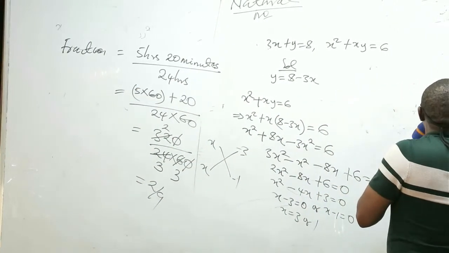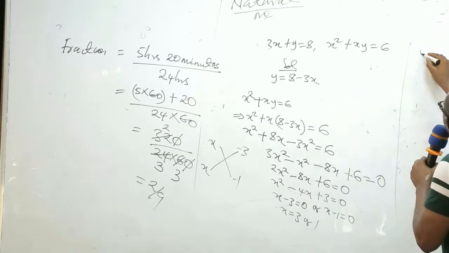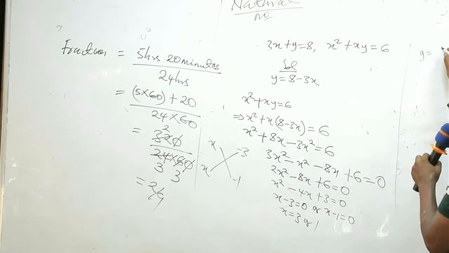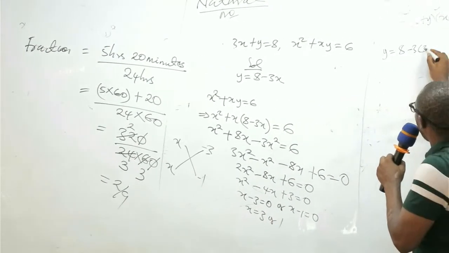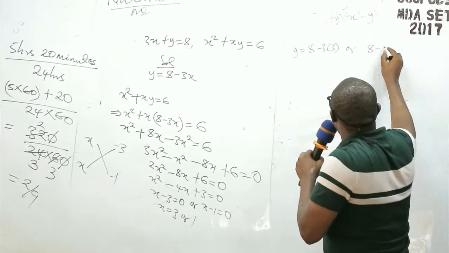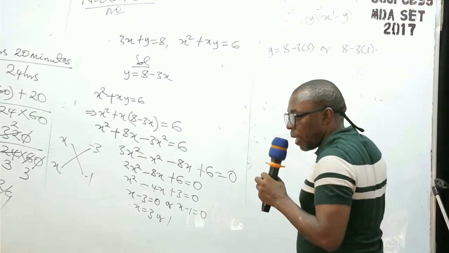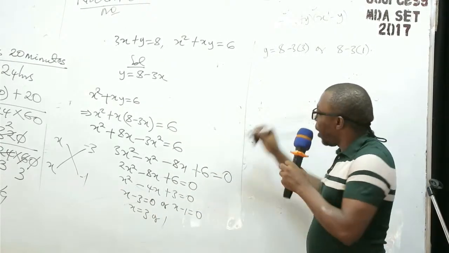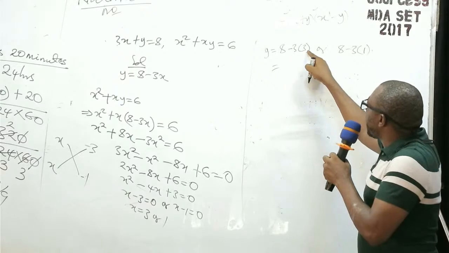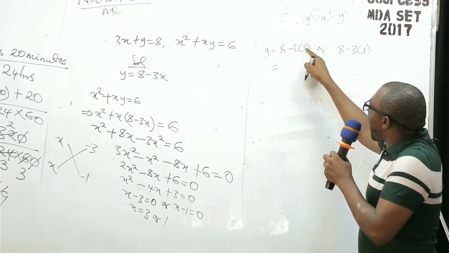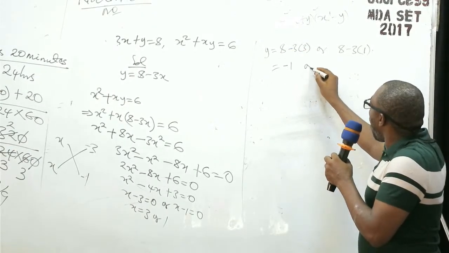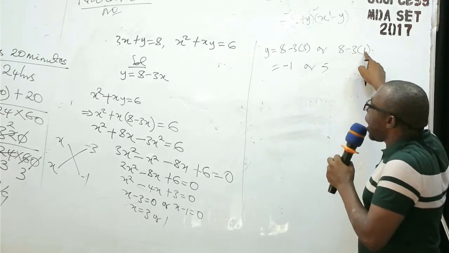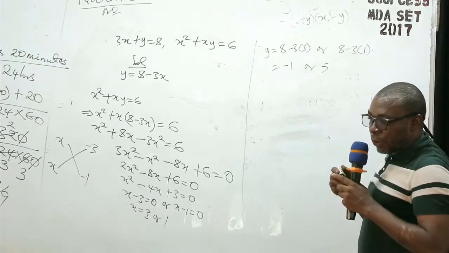All right, let's go. So y now will give me, when x is 3, 8 minus 3 into 3, or 8 minus 3 into 1. That is, in place of x, I put 3 or 1. So here this is 9, and 8 minus 9 gives you negative 1. Or this one, because 3 times 1 is 3, 8 minus 3 gives you 5.